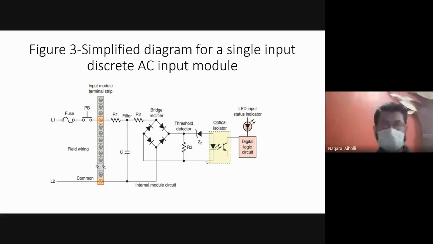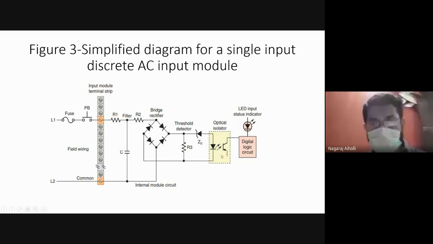Once we get that DC signal, it is sent to the detector portion. As I told, with the Zener diode, when the certain Zener voltage, or reverse voltage or breakdown voltage, is reached, it detects the value of that voltage. Based on that voltage, there is a current flowing in the Zener diode. Once that voltage is detected, it is given to the optocoupler circuit or the optical isolator circuit.